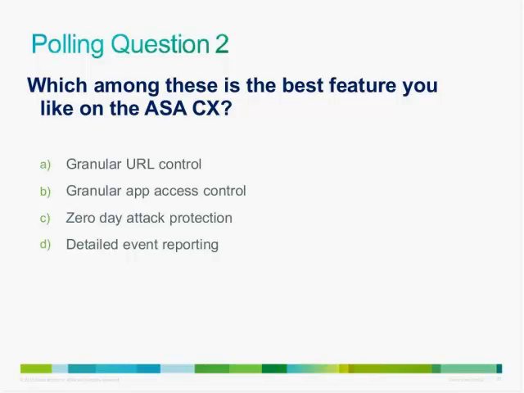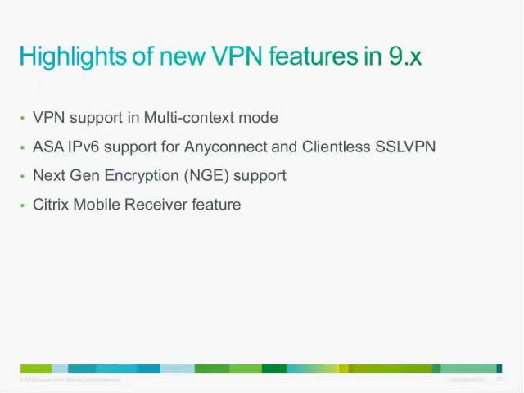The highlights of the new VPN features are the VPN support in the multi-context ASA mode, which is a sought-after feature for a long time with the ASA. The second feature that I'm going to talk about is the ASA IPv6 support for the clientless and the AnyConnect SSL VPN. This is also a sought-after feature considering the urgency of the move into IPv6.